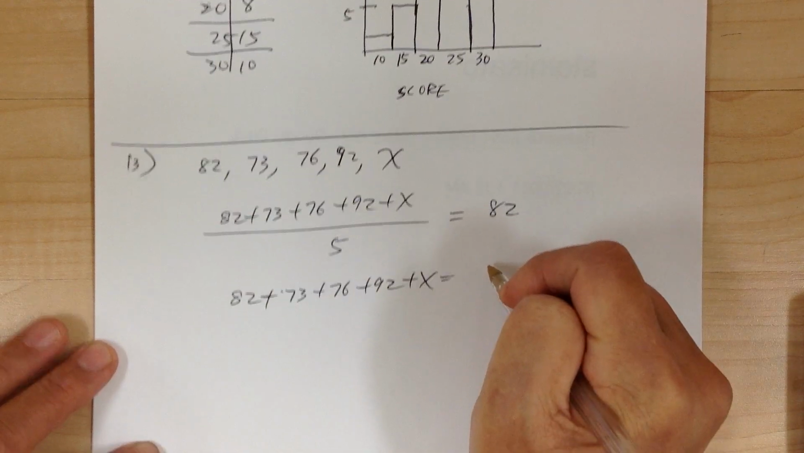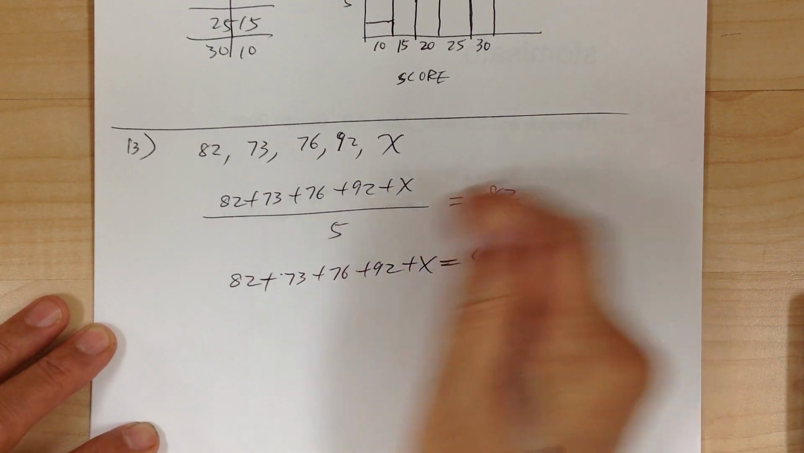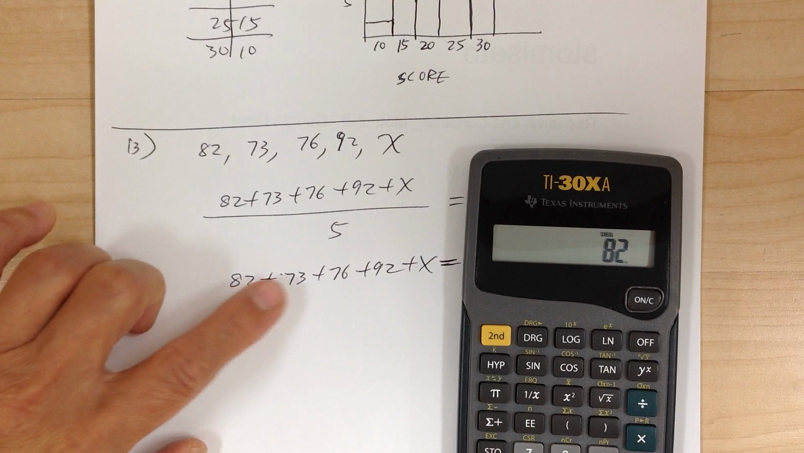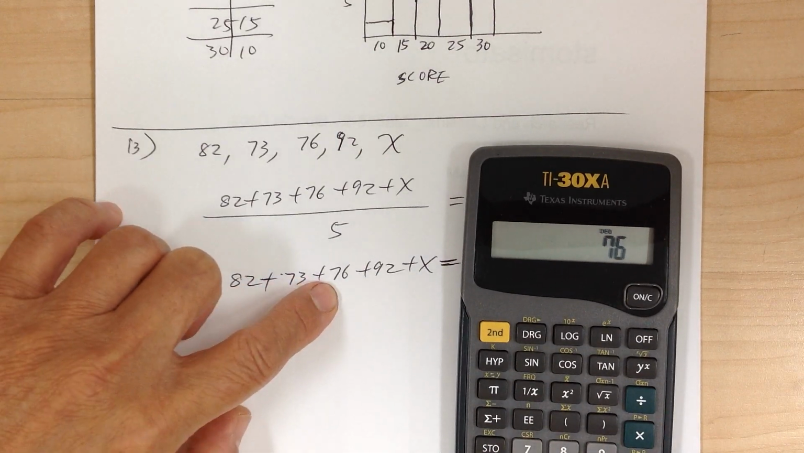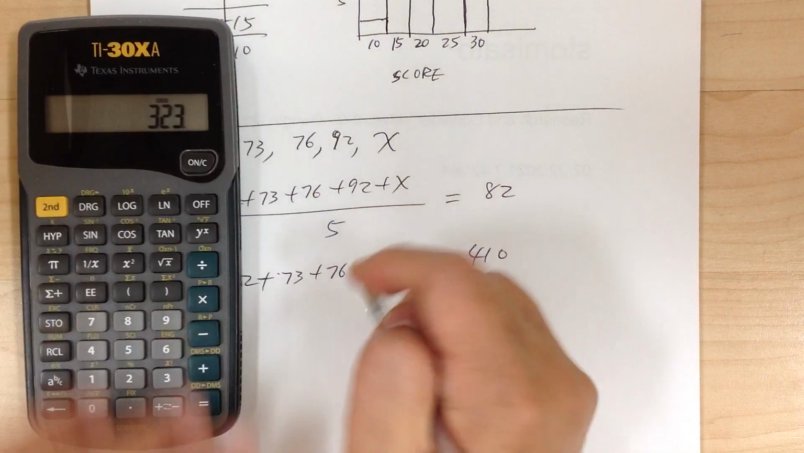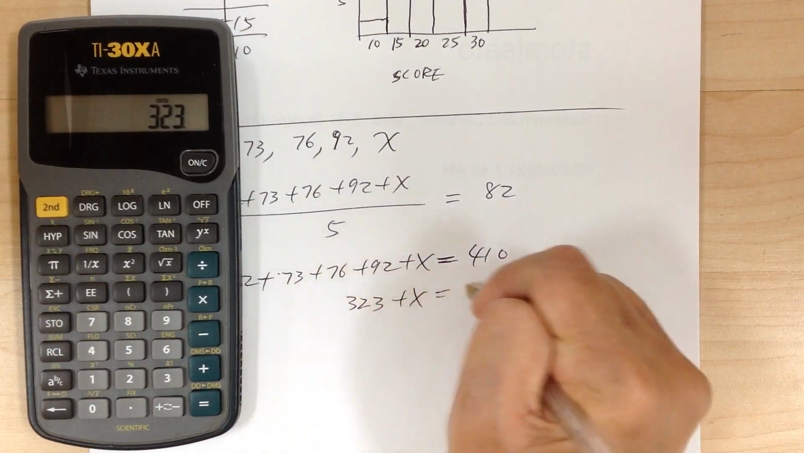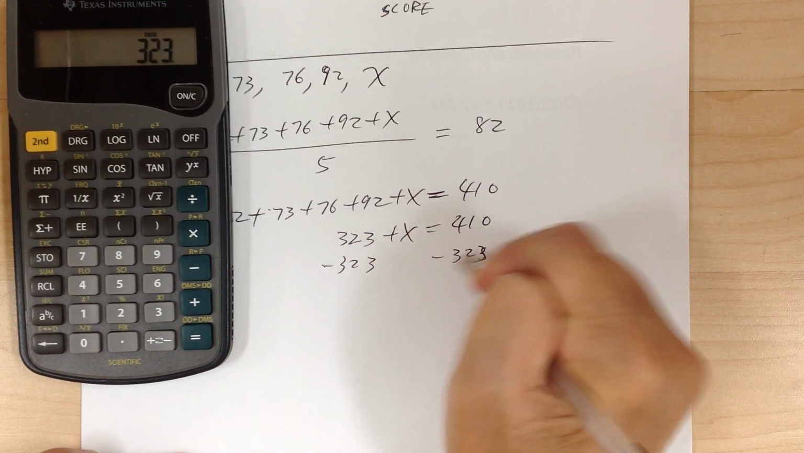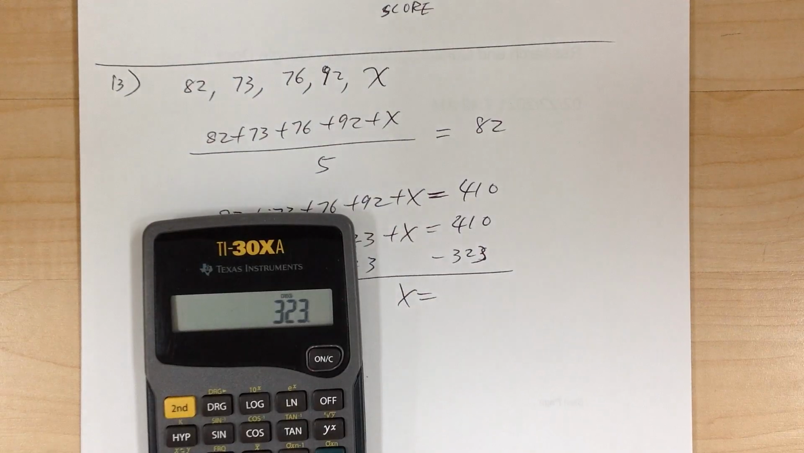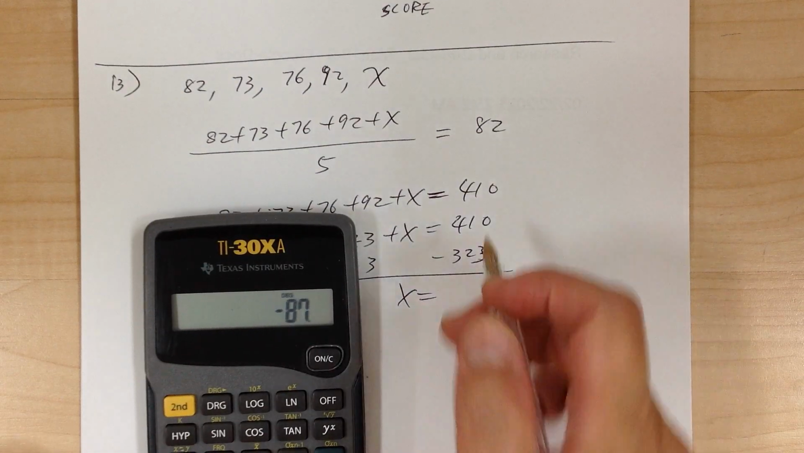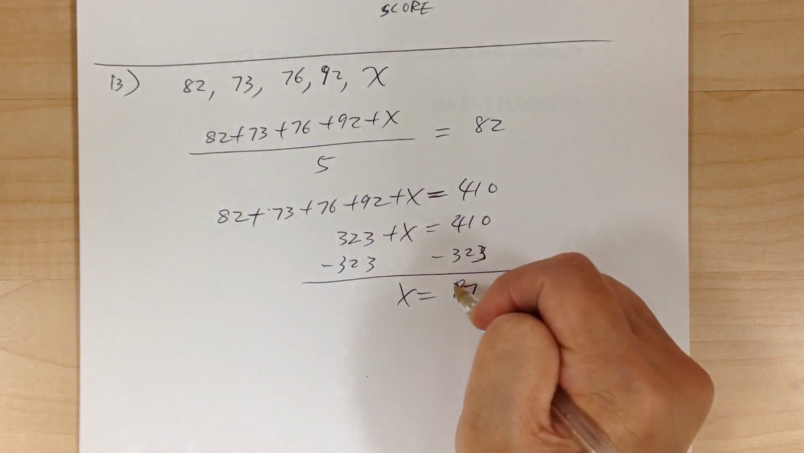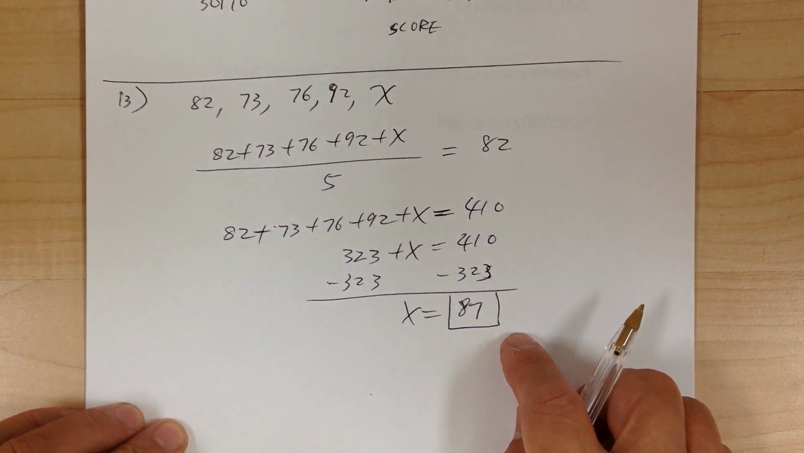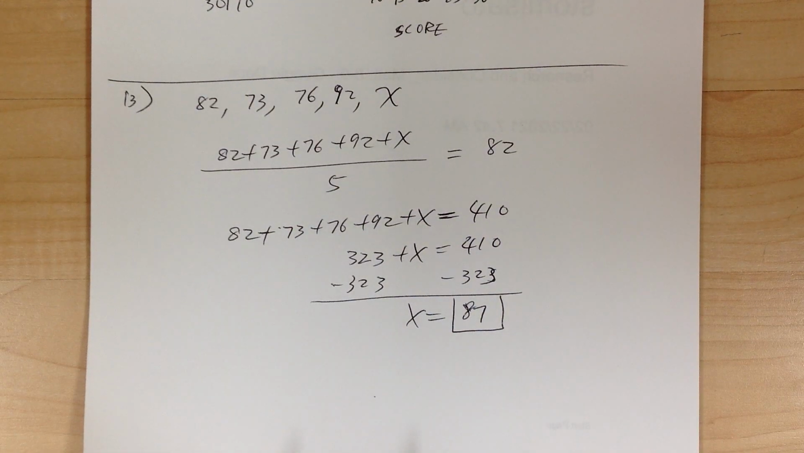Okay, so cross multiply, and then let's add this together. So you got 323 plus x equal to 410. Then after that, minus 323 on both sides. So x equals 87. Okay, so you have to score 87 on the fifth test to have an average of 82. Okay, next one.